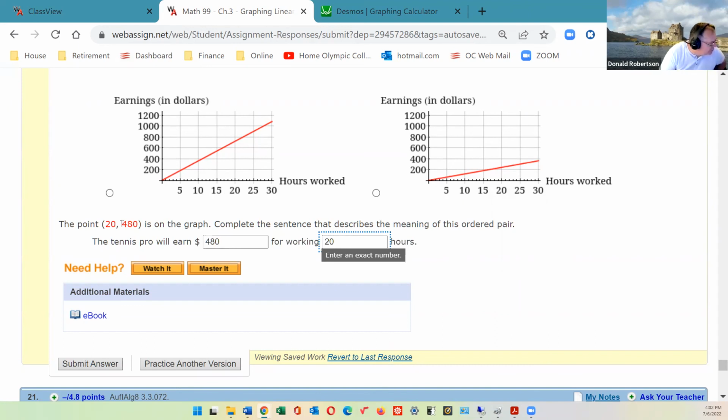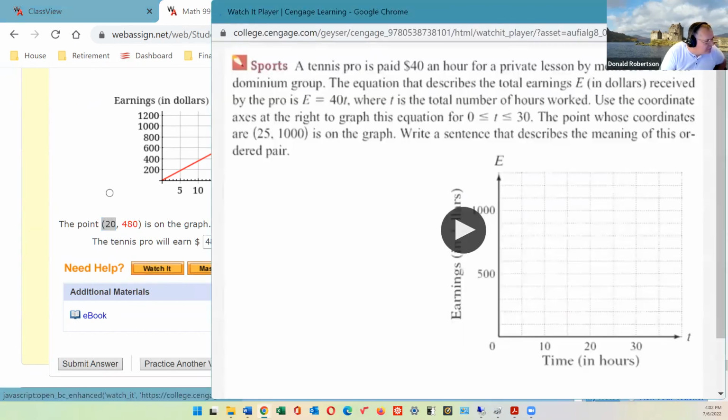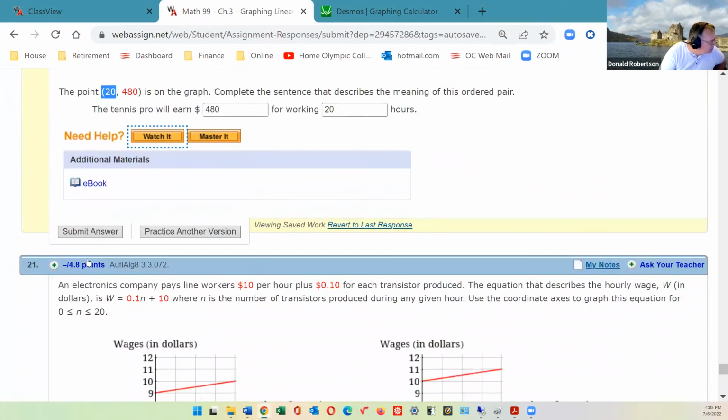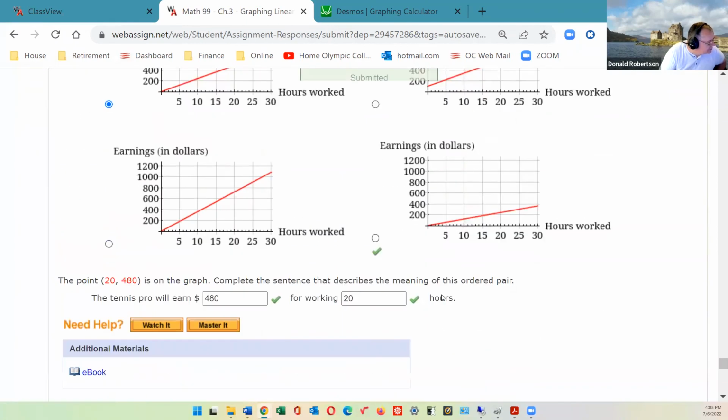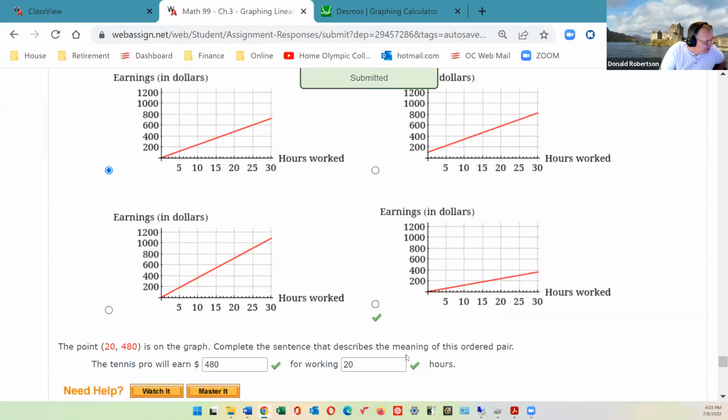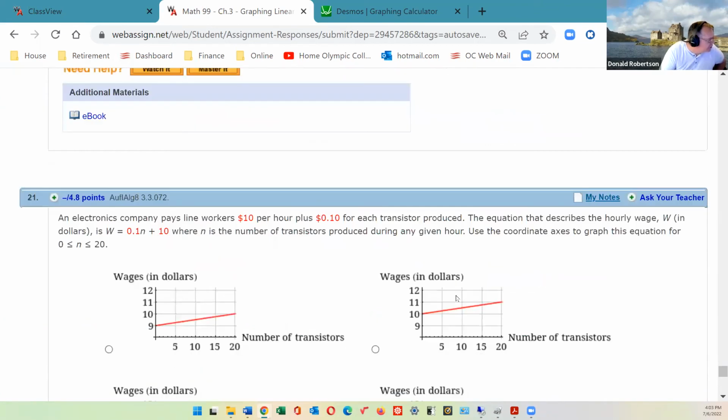So do you see that this is how much he earns, and that's how many hours he works, and that's what they want. I didn't mean to hit watch it, but there's a nice video to show you the same thing. Let's submit the answer. And check, check. That one's right. Green check mark. This is correct.